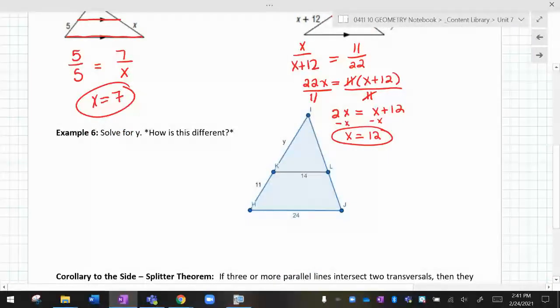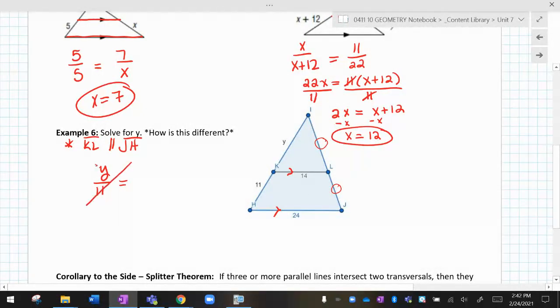Okay, example 6. Well, I've got this line in here. Ooh, I forgot to tell you. KL is parallel to JH. That is an oversight on my part. So pretend I told you that KL is parallel to JH. Well, if I have a parallel line, top over bottom equals top over bottom. So y over 11 equals, oh, wait a second. I don't know the top and the bottom. All I've got is this 14 and this 24.